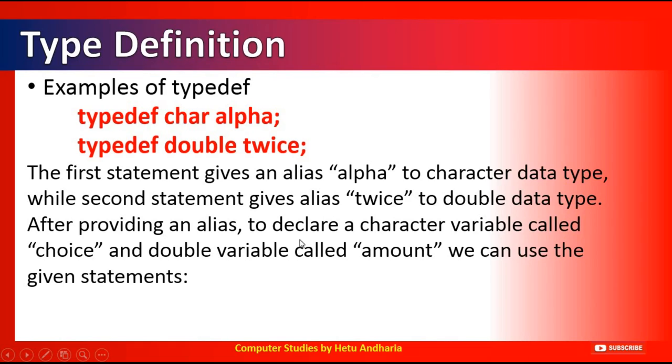After providing an alias, to declare a character variable called choice and double variable called amount, we can use the following statement. Now if I want to declare a variable choice of character data type, I have to simply type alpha choice. Now I want to declare a variable amount with double data type, then I have to type twice amount. So this thing is type definition. According to me, this is a useless thing, hopeless thing. It will confuse the people who are reading your program also, so don't use this thing.